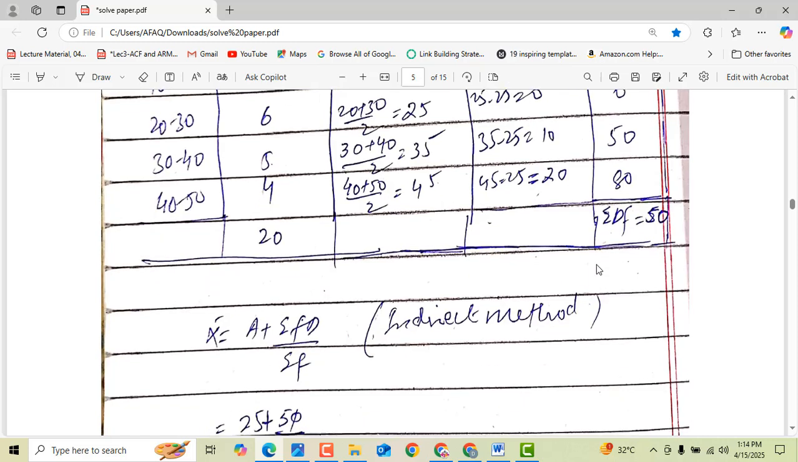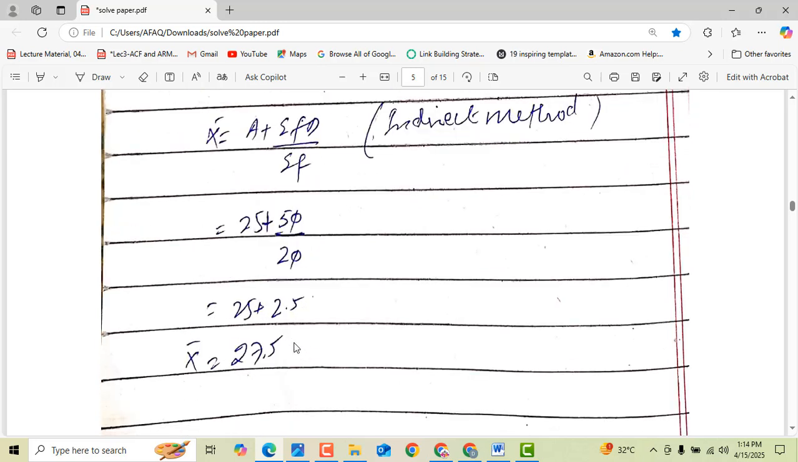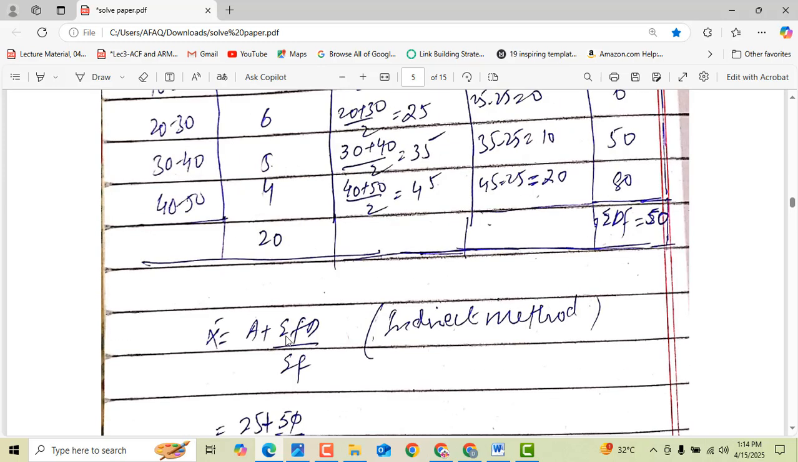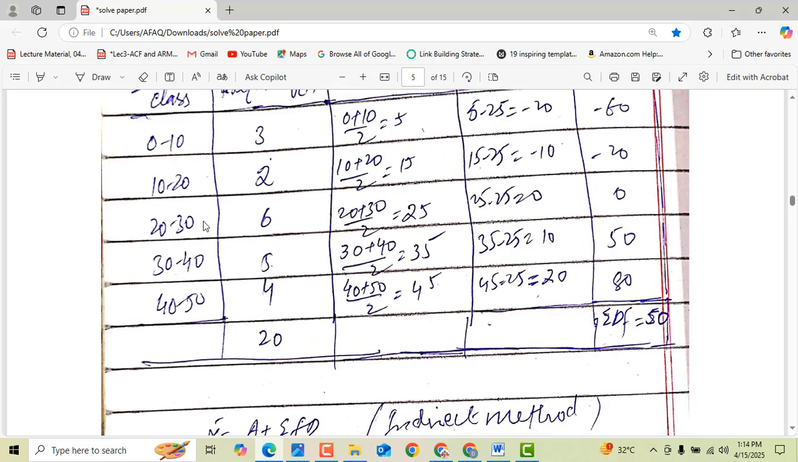Now the arithmetic mean by the indirect method: x bar is equal to a plus summation fd divided by summation f. a is equal to 25 plus 50 divided by 20, 0 is cancelled by 0. So we have 25 plus 2.5, x bar is equal to 27.5. This is our answer. Look at this, it lies in the same class, 20 to 30.